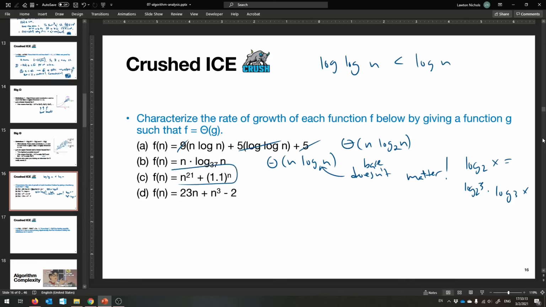And okay, how about these? This is a trick. I'll show you soon why it's a trick, but I want you to code this up to notice that it's not n to the 21 that's winning. It's 1.1 to the n that's winning. This is exponential. This is polynomial. This one's the bigger one. So I'll show you rules soon. I have a table for you, but it is big theta of 1.1 to the n.